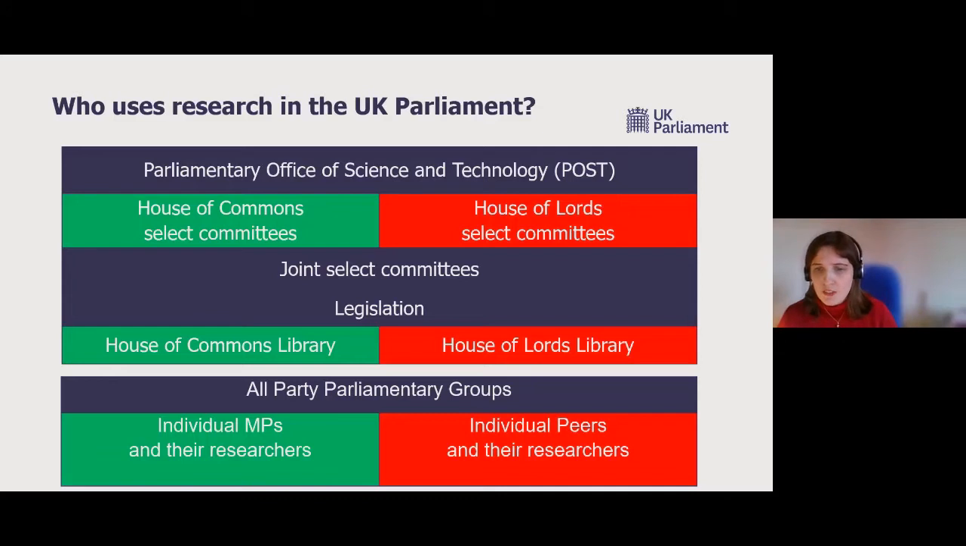And then you'll see the floating box down at the bottom, and this is the more informal or political side of who uses research at Parliament. So here we've got all party parliamentary groups, or APPGs, and we will return to these briefly in the session later. We've got individual MPs and their researchers. So here it is worth just clarifying this job title of being an MP's researcher. So researchers for MPs are members of staff who work for that MP, and they support them to do their parliamentary work. We also have here individual peers and their researchers. So again, members of staff who work for those members of the House of Lords.